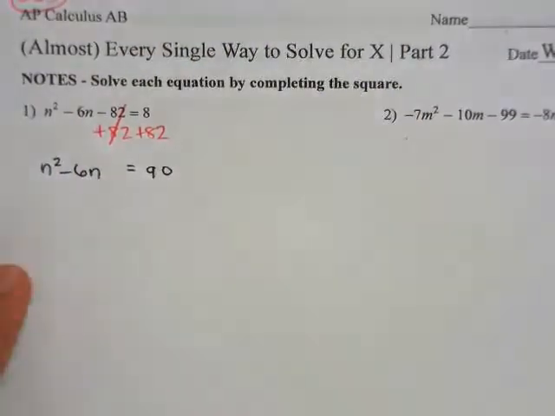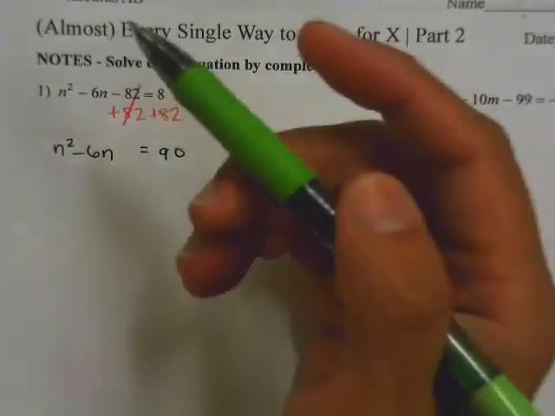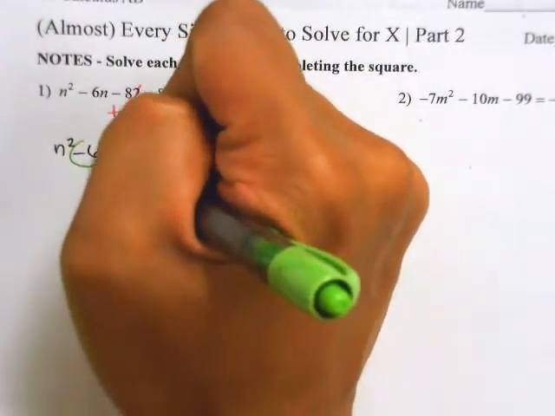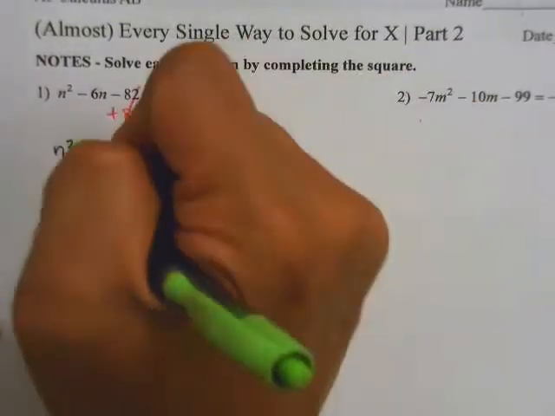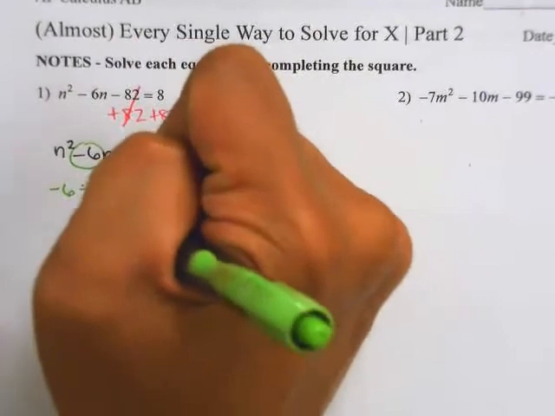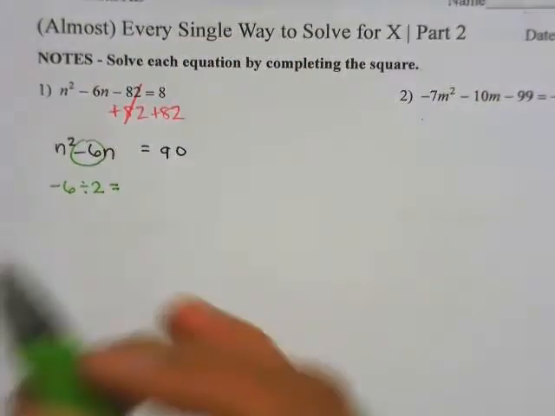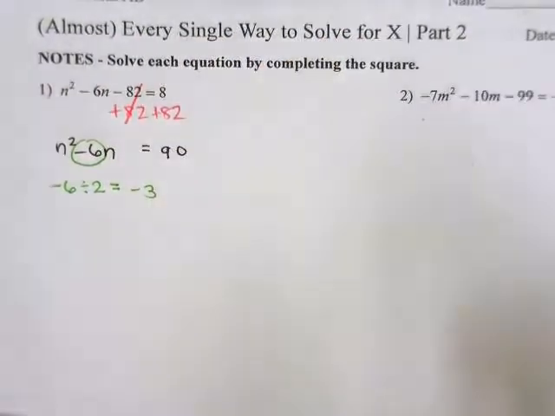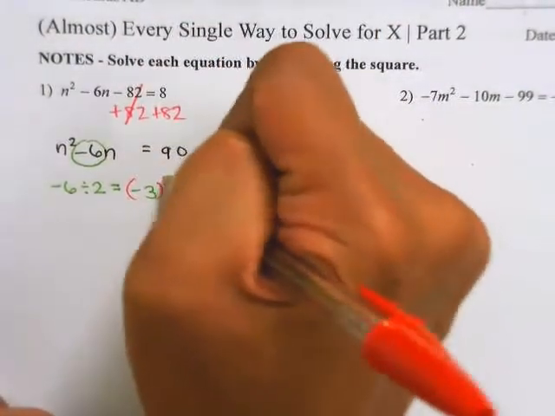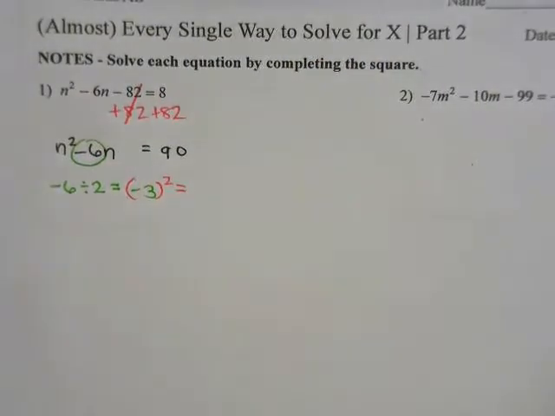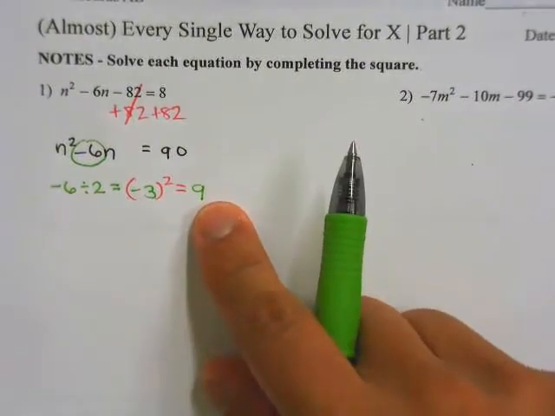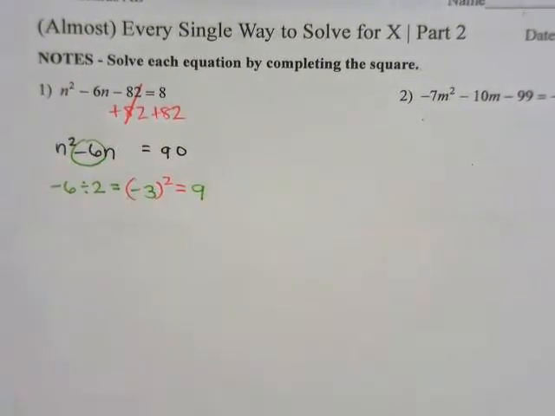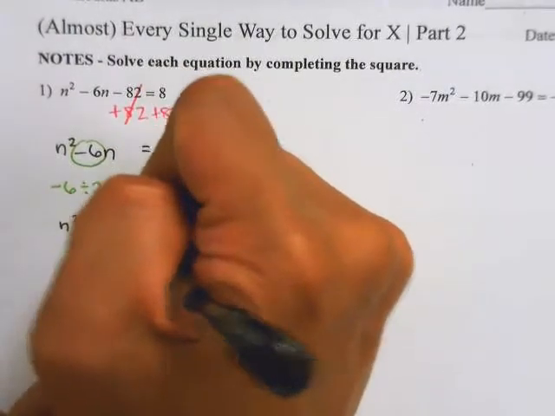Okay, then this is what I'm going to do. I'm going to take this coefficient here next to the n, not the n squared, next to the n. What I'm going to do is divide this by 2. So this is your rule for completing the square. Cut it in half. That's negative 3. Once you have that, the negative 3, then square it. So negative 3 times negative 3 is going to be positive 9. We're going to balance the equation by adding 9 on both sides. So that's going to be our next step.